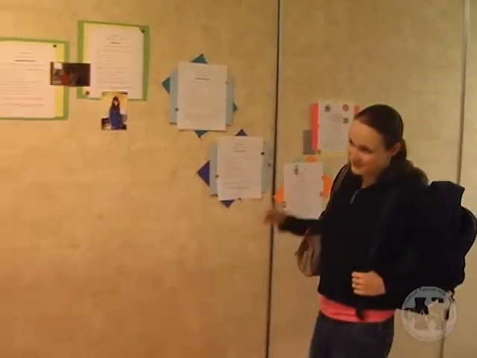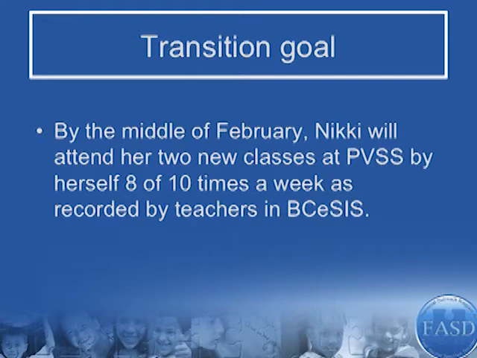For transition, the goal is, by the middle of February, Nikki will attend her 2 new classes at PVSS by herself 8 out of 10 times a week as recorded by teachers in BC ESIS. To see the objectives for each of these goals, please download a copy of Nikki's IEP. Effective goals and objectives emerge as a result of having a very clear picture of the student and his or her current level of functioning. Effective goals and objectives set a clear direction and communicate the responsibilities of each team member.